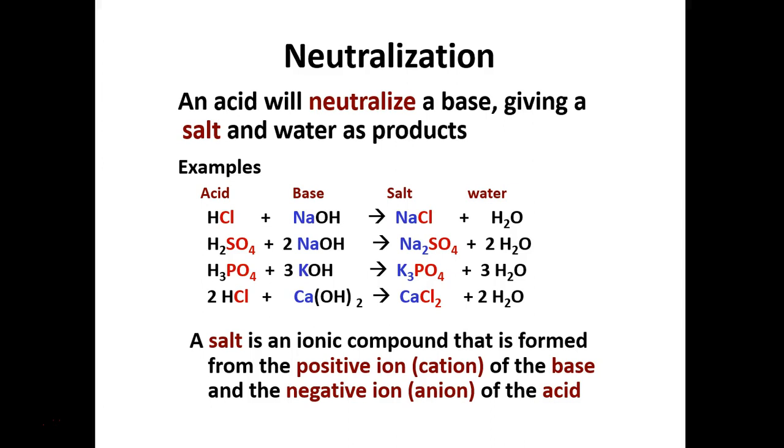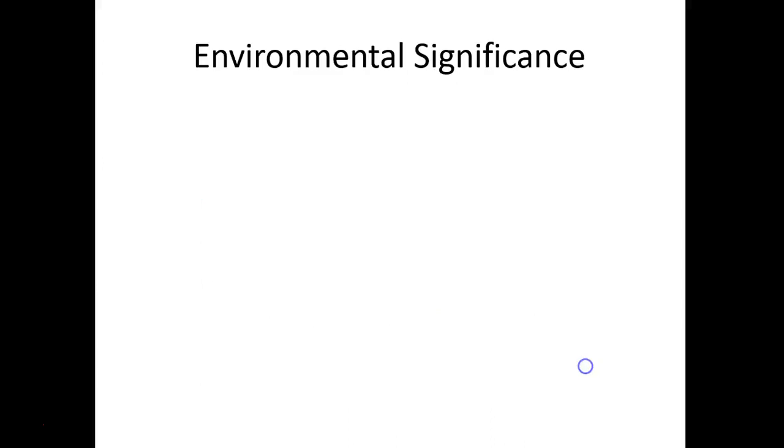With sulfuric acid and sodium hydroxide, it would be sodium sulfate. Phosphoric acid with potassium hydroxide would give potassium phosphate. And calcium hydroxide with hydrochloric acid would give calcium chloride. Now these are just double replacement reactions, so the cations essentially switch places and join up with the new anion.